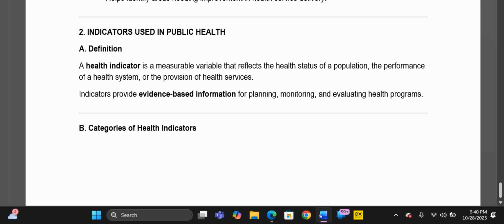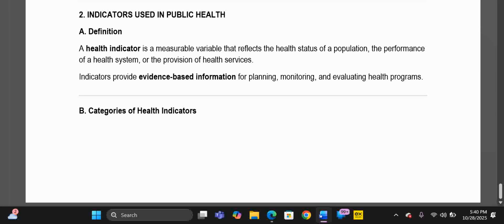Now, we have what we are calling indicators that we use in public health. For someone who is doing medical records, this is all about the indicators. So here we try to understand what indicators are, which I think I'll mention in several notes. I said that a health indicator is a measurable variable that reflects the health status of a population, the performance of the health system, or the provision of health services.